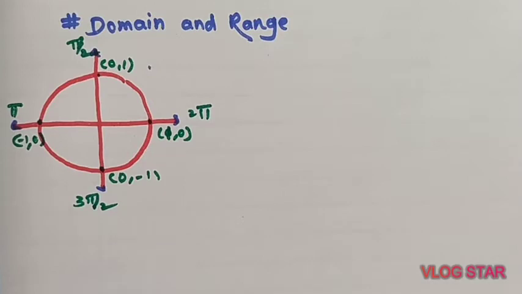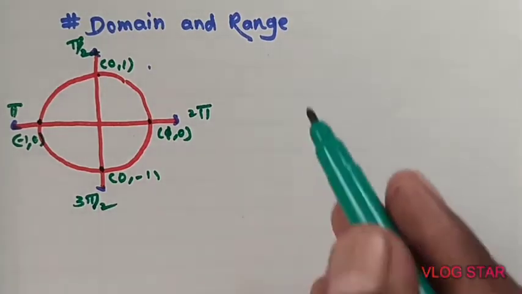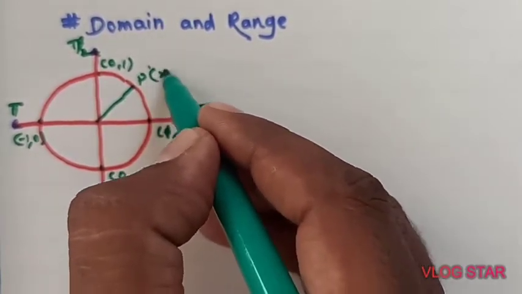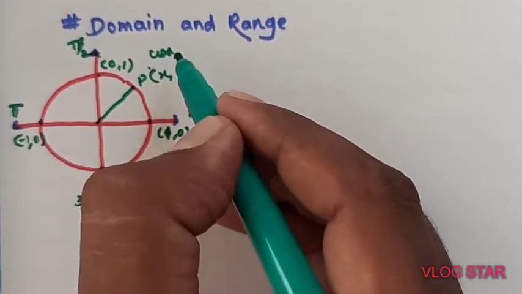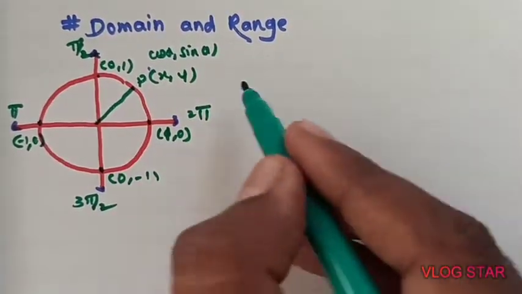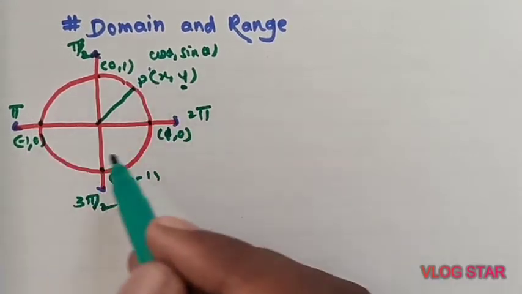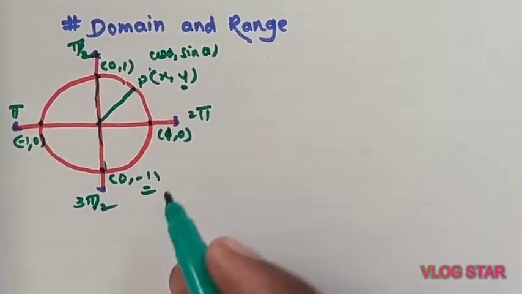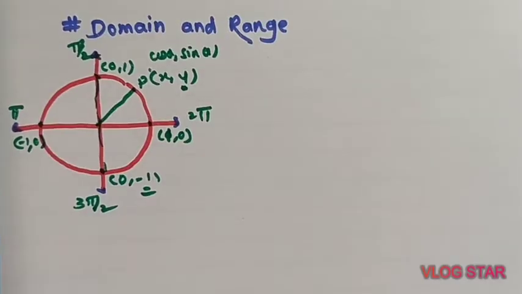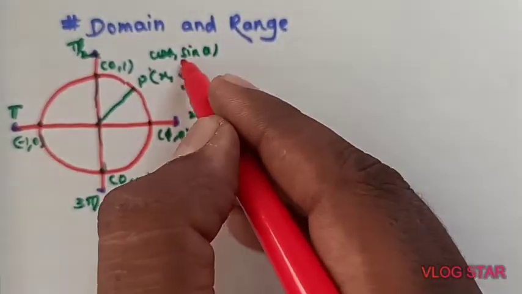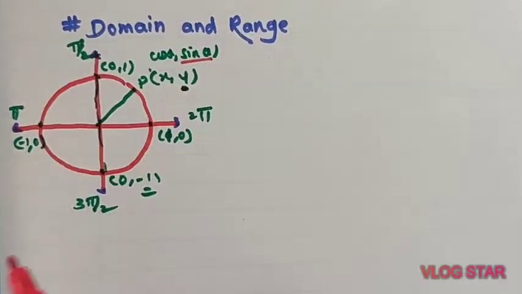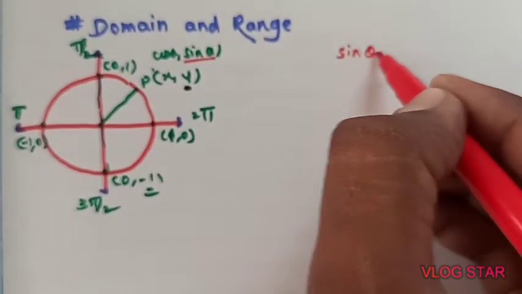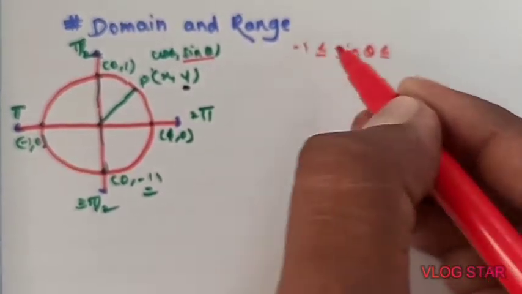So how do you know the domain and range of all trigonometric functions? What about sine? For any point P (x, y), the x is cos theta and the y is sine theta. So sine theta is y. What are the possible values of y? These are y coordinates, so the minimum value of y is -1 and the maximum value of y is 1. So sine theta always lies between -1 and 1.